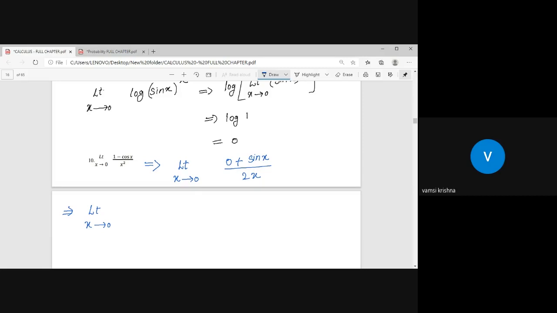Now I can apply the formula. I can take 1 by 2 outside, and it is sin x by x. So sin x by x is 1. 1 into 1 by 2. Result is 1 by 2.